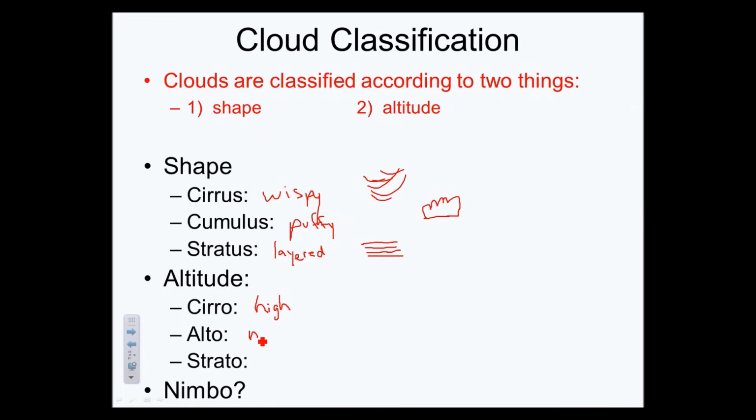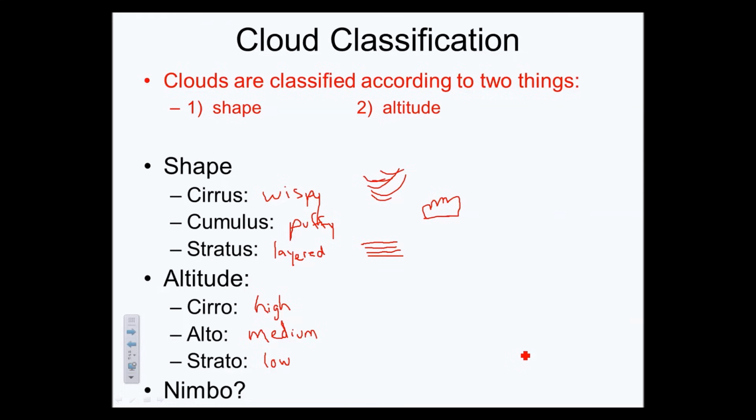Alto is a medium altitude. Think of it kind of like music. Strato, that's low clouds. So now, to get our cloud names, we can just combine them. Okay, our prefixes with our base. So if I say a cirrocumulus cloud, well, that would be a high-level puffy cloud.